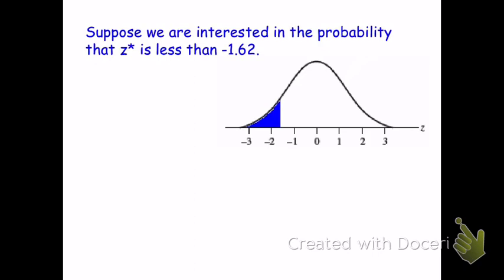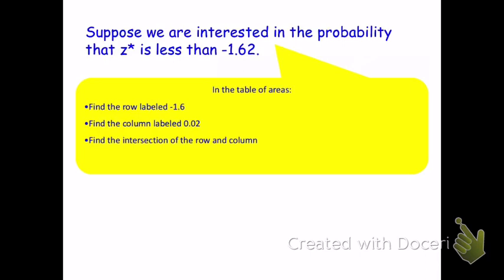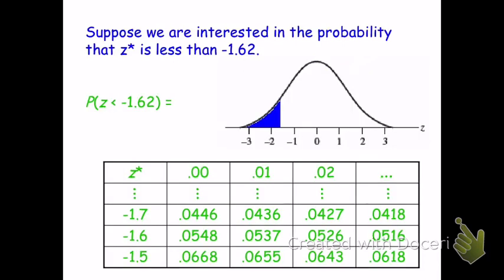Okay, so here we have a standard normal curve, and it says, suppose that we're interested in the probability that Z star, which is the same thing as a z-score, is less than negative 1.62. This is all on the formula chart, but I'm going to show you how to do it in your calculator.